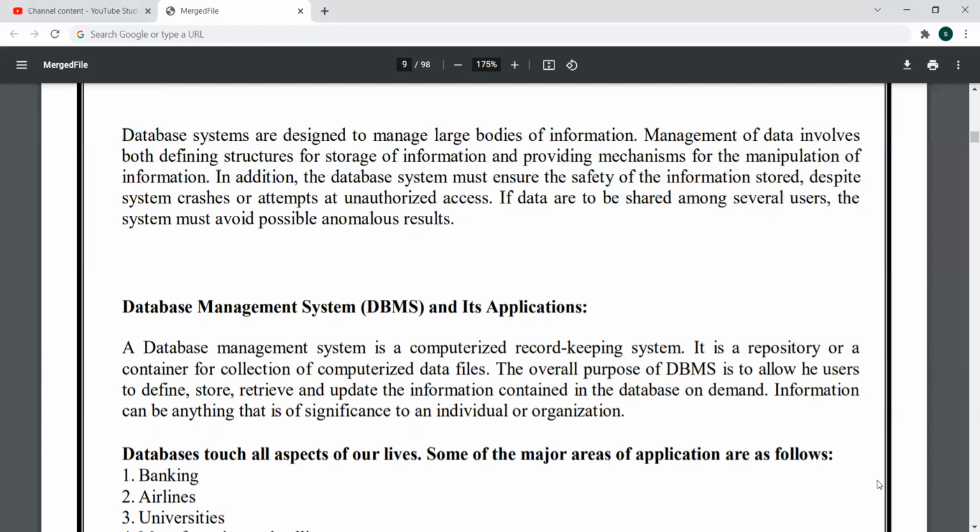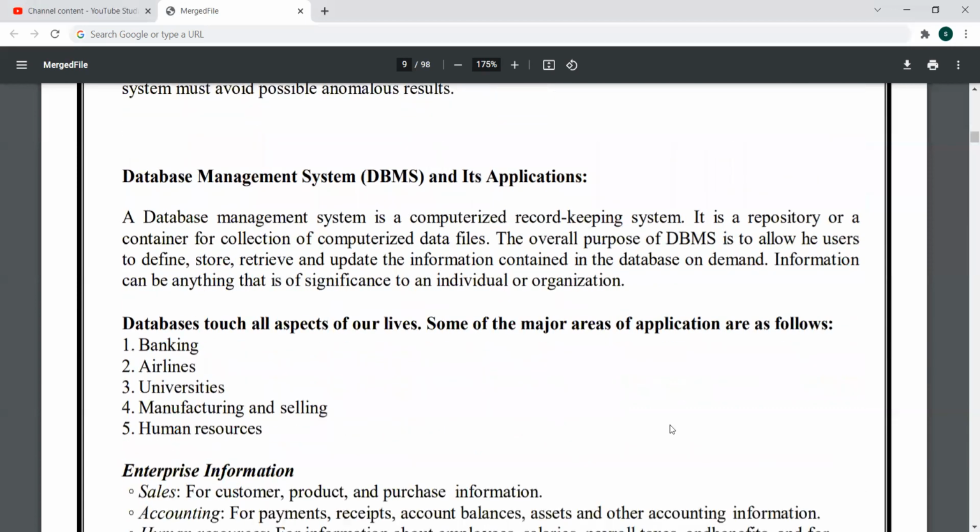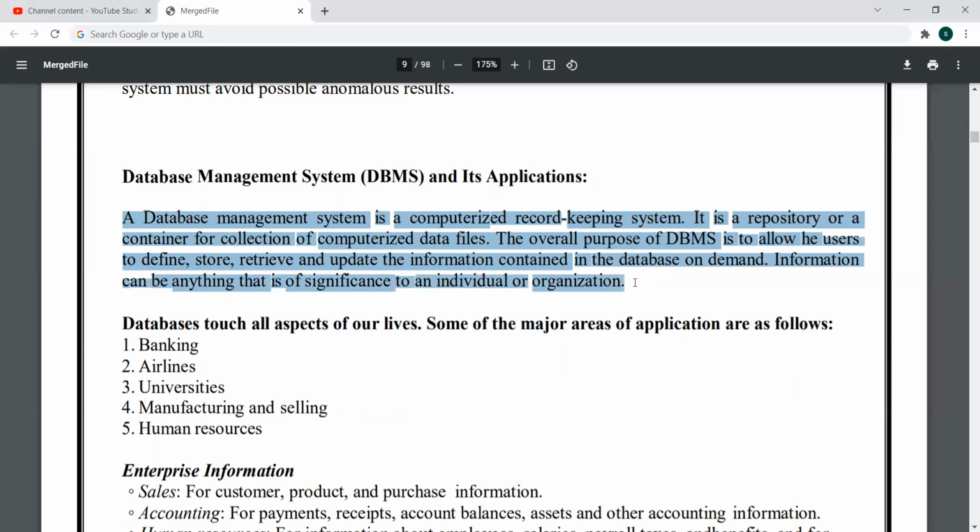Next, DBMS and the applications. A database management system is a computerized record keeping system. It is a repository or a container for a collection of computerized data files.